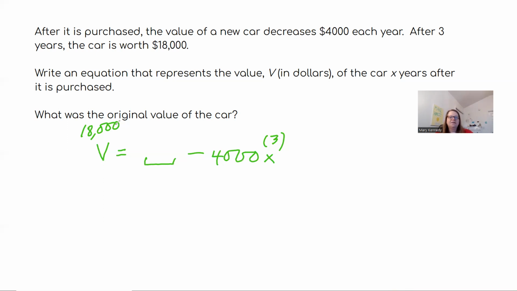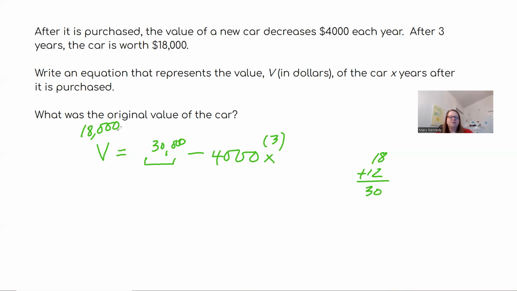So if that's the case, then this is $12,000. 4 times 3 is 12, so 4,000 times 3 is 12,000. So if I add 18,000 and 12,000, I get 30,000. So I know it started at 30,000 and then it went down 4,000 after the first year, 4,000 more after the second, and then another 4,000 after the third. And now it's worth 18. So 30 down to 26, down to 22, down to 18.